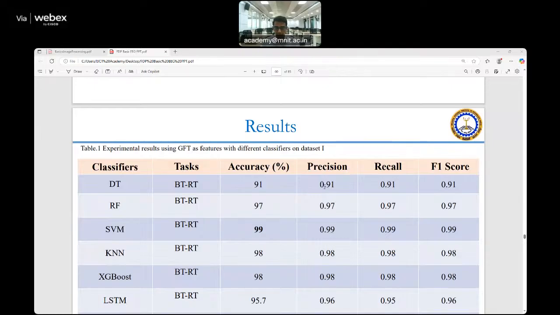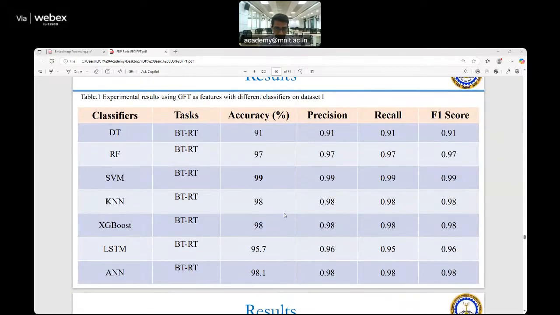What is shown here are the experimental results using GFT features. Here also we are using the GFT. Earlier we had been using the GFT for the classification of patients; here it is for the classification of the different tasks. So different results are there. What we observe here is that SVM outperformed the other classifiers.